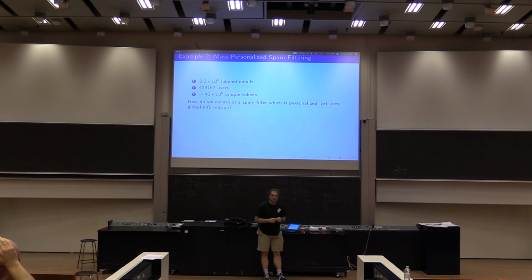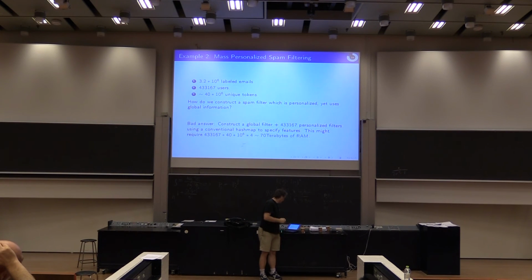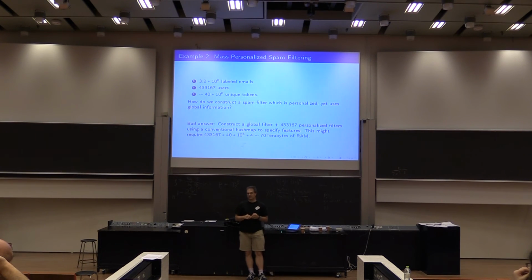Okay, so how do you actually create a personalized spam filter? Let me show you how you don't do it. You don't construct 433,000 different spam filters, because the amount of RAM required with the most naive implementation would be about 70 terabytes. This is one for every user times one for every token times 4 bytes per parameter.